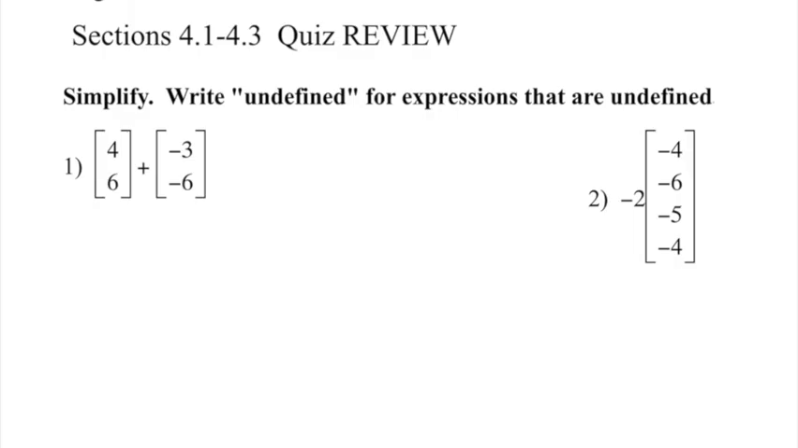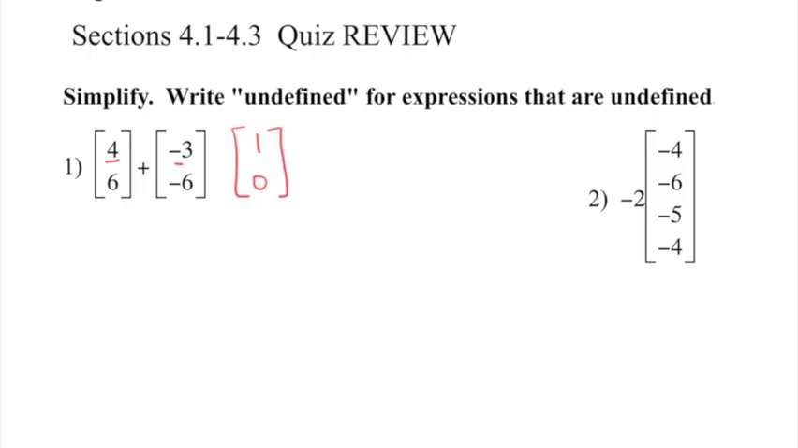So this first one is a 2 by 1, 2 rows by 1 column, 2 by 1, 2 rows by 1 column. I can add them. And the adding piece or the subtracting piece is rather simple. You add the elements. I'm going to add 4 plus -3. That will give me a 1. 6 plus -6 will give me a 0. That is my answer. So adding and subtracting, you're literally adding the elements that are inside. And the only way you can do that is if they line up.